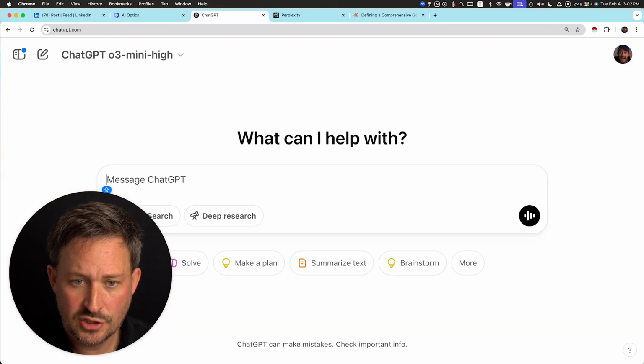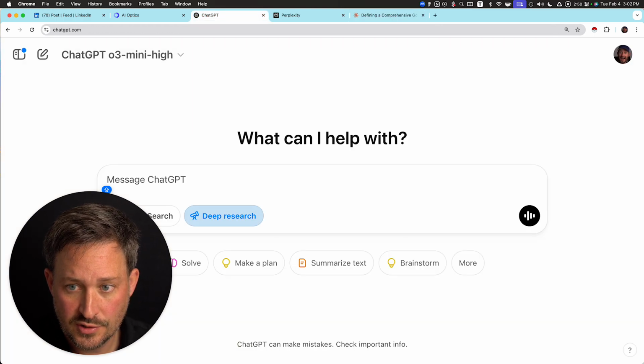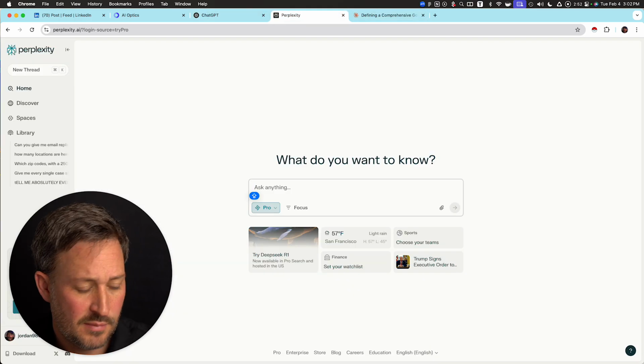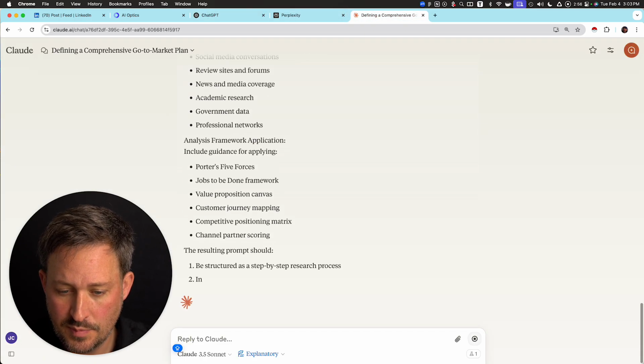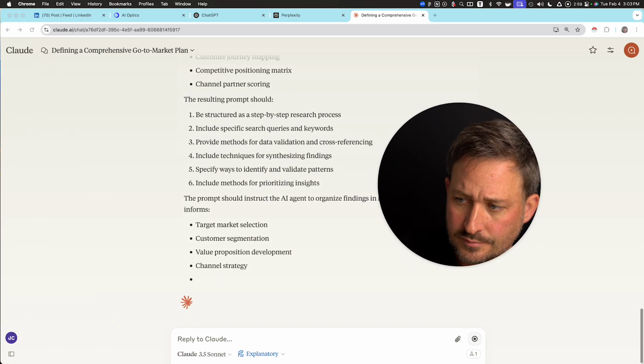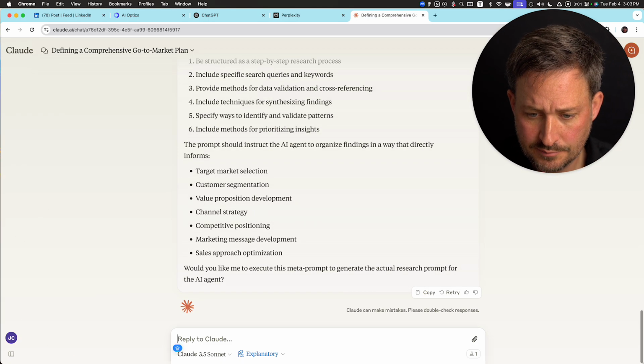So we're going to be using ChatGPT's new deep research feature, which is absolutely incredible. My friend told me Perplexity has this R1 Pro thing. So we're going to use both of these models. And great, so we've got a prompt here.